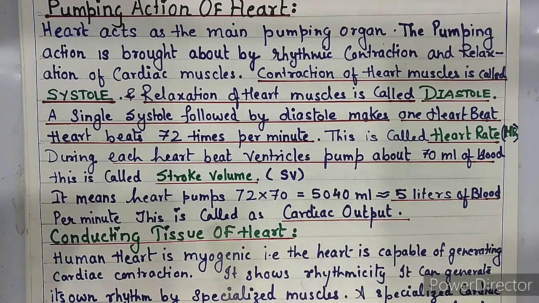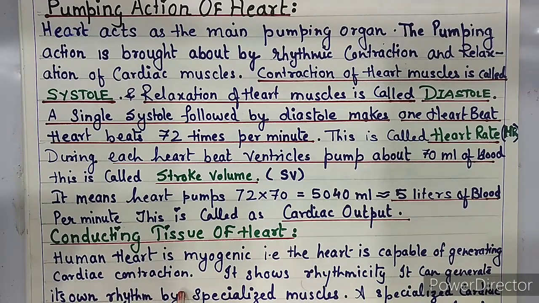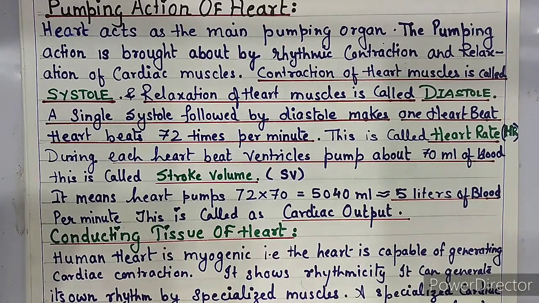Let us now move on to conducting tissues of the heart. You know very well, children, that the human heart is myogenic. That is, the heart is capable of generating cardiac contraction. We have studied in the prior topic. It shows rhythmicity. That is, it can generate its own rhythm by specialized muscles. A specialized cardiac musculature called nodal tissues is distributed in the heart.